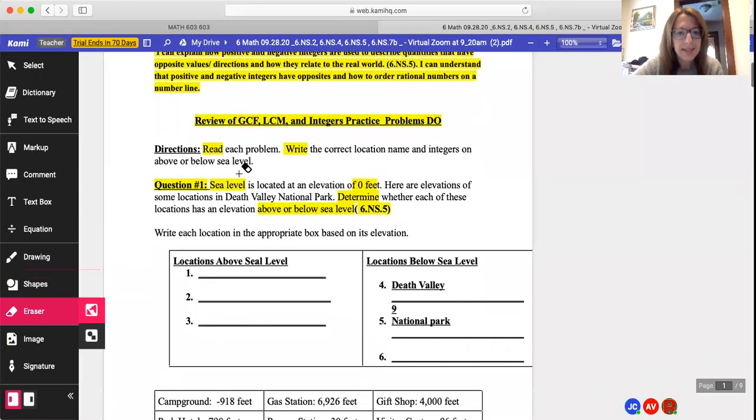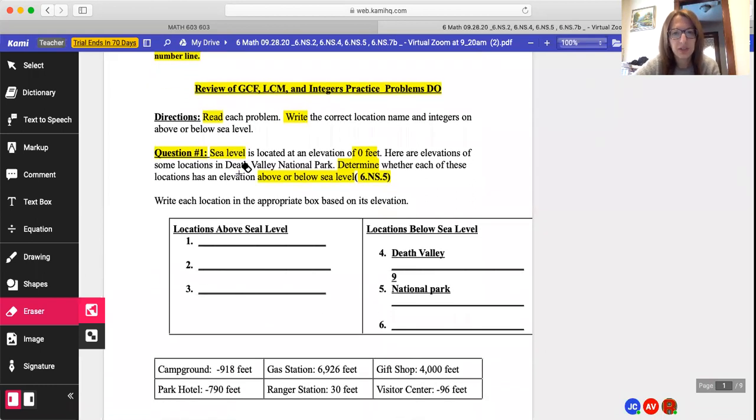So I'm going to share my screen, and I'm going to go over, I believe there's 10 problems. We're going to go over all of them now. So let's look at number 1. It says sea level is located at an elevation of 0 feet. When we're at sea level, we're 0. Here's the elevation of some locations in Death Valley National Park. Determine whether each of these elevations is above or below sea level.